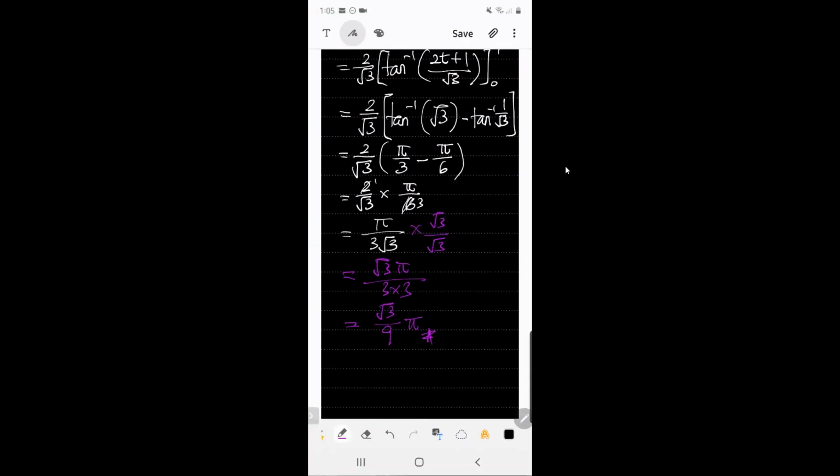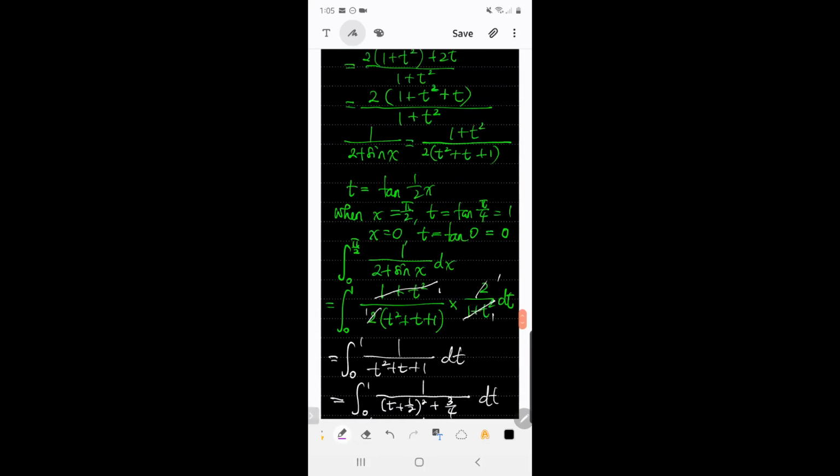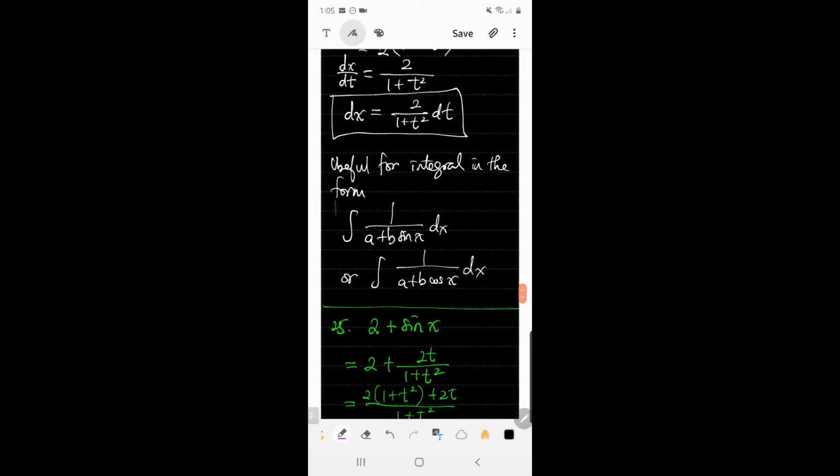So question number 26: the integral of 1 over 3 minus cos x. How are you supposed to start? Actually, I told you just now. When is the t substitution, or the Weierstrass substitution, useful? You can look at the two forms that I gave you. Whenever it's in the form of 1 over a plus b sine x, or 1 over a plus b cos x dx, then it becomes useful.